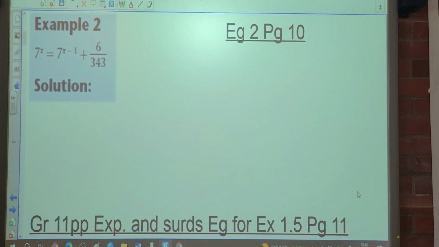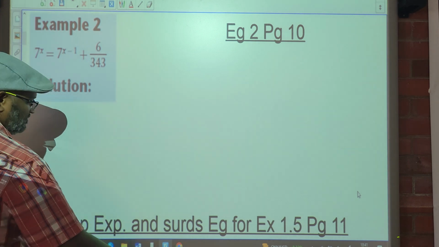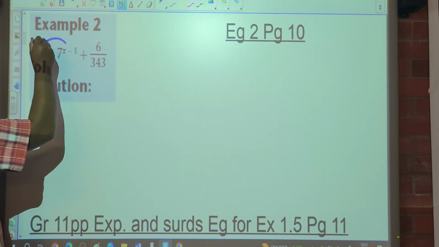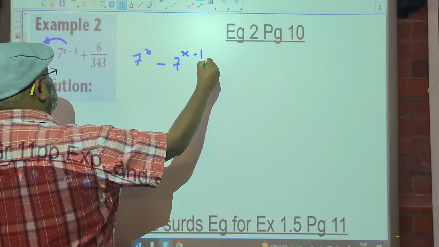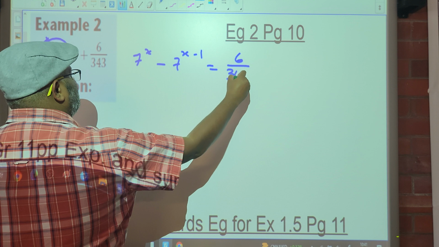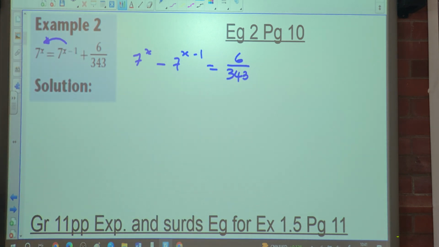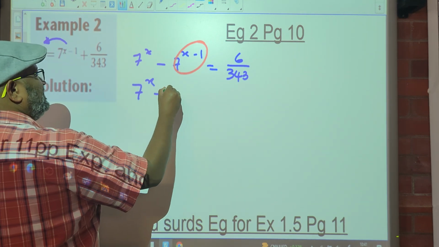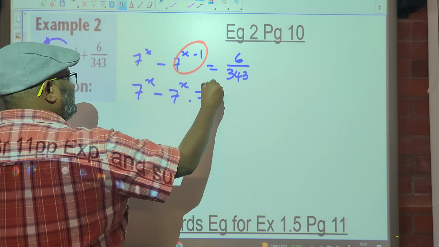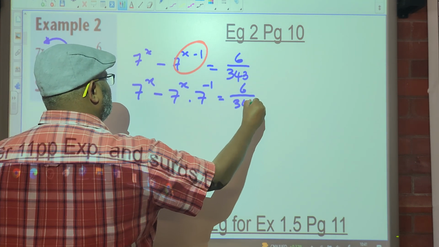So what are we going to do first here? We take 7 to the x minus 1 over to the left hand side, so that we can break up and factorize. So that will be 7 to the x minus 7 to the x minus 1 is equal to 6 over 343. Now what? Break 7 to the x minus 1 up, yes? So that will be 7 to the x minus 7 to the x times 7 to the negative 1 is equal to 6 over 343.